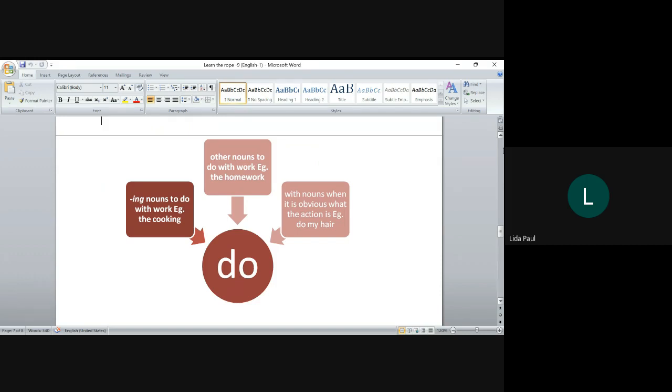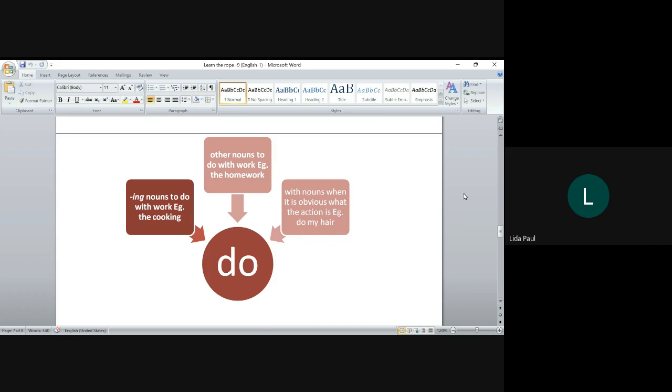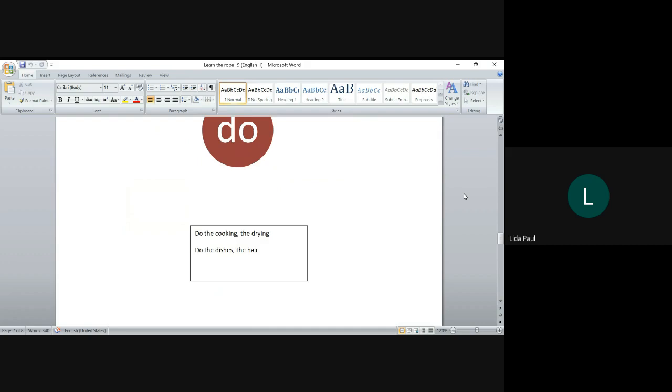Then comes nouns when it is obvious what the action is. Okay, obvious actions like do my hair, do my pony. Okay, expressions of that sort. Let me see if we have more examples here. Yeah, do the cooking, do the drawing, do the dishes, do the hair, right? So keep in mind that the delexicalized verb do is related more to work. Any expression that is related to work would be the one that goes mostly with the delexicalized verb do. Okay. You can remember it in that way.